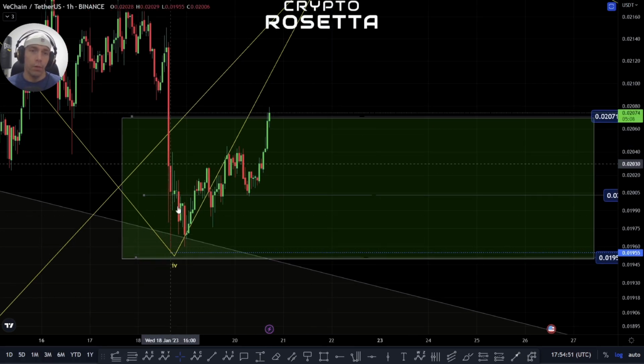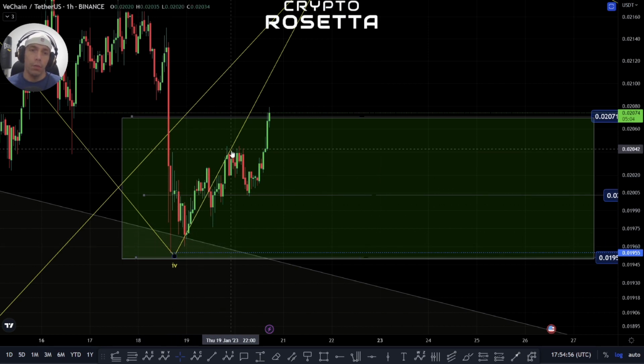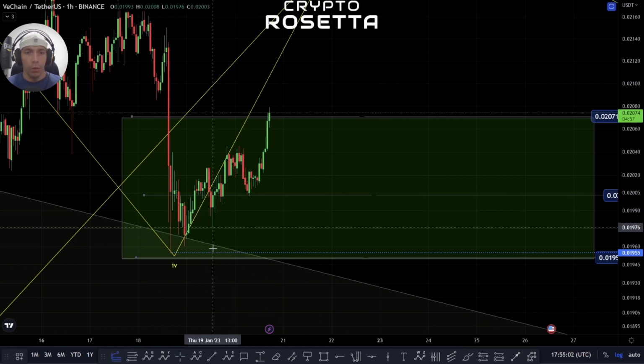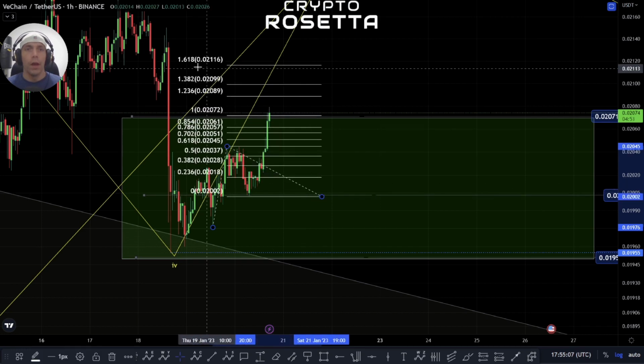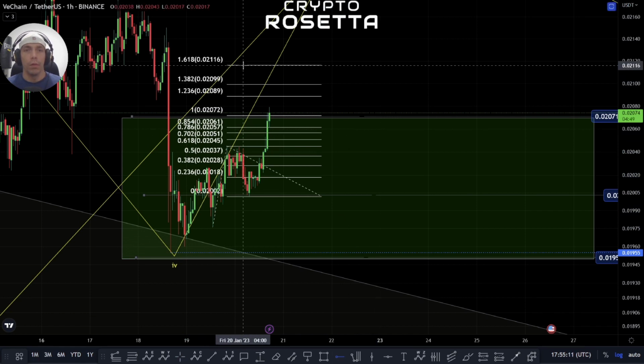We'd have to say that we'd have this potentially as a 1, 2. And then we'd have to look at this. It's a bit overlapping, so it could be starting to extend. What I'd want to see if this is extending is basically a move here above this 0.2116.